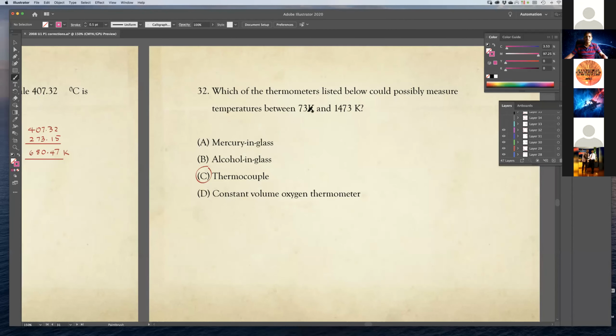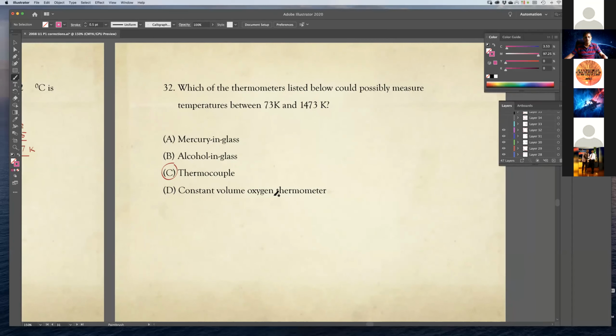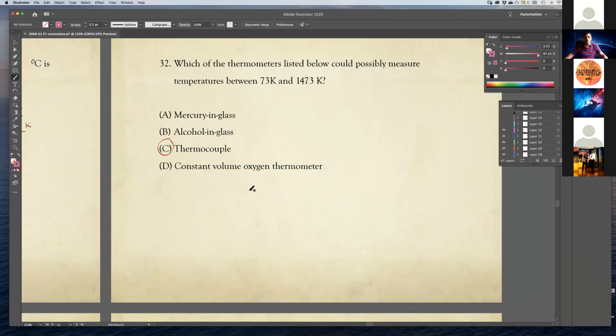Which of the following thermometers measures temperatures of 73 Kelvin and 1473? Why not this one? Why wouldn't this work? Oxygen is likely to combust. Oxygen is a very dangerous gas. You wouldn't want to take it to high temperatures. It'll combust. Very reactive at those temperatures.